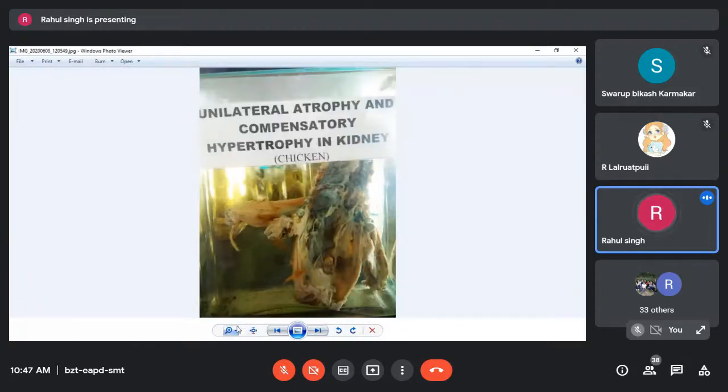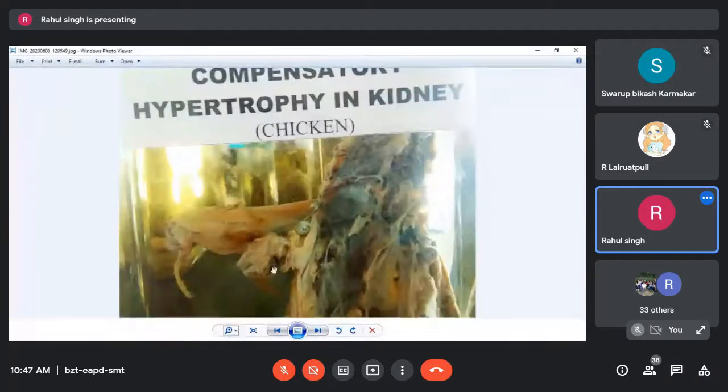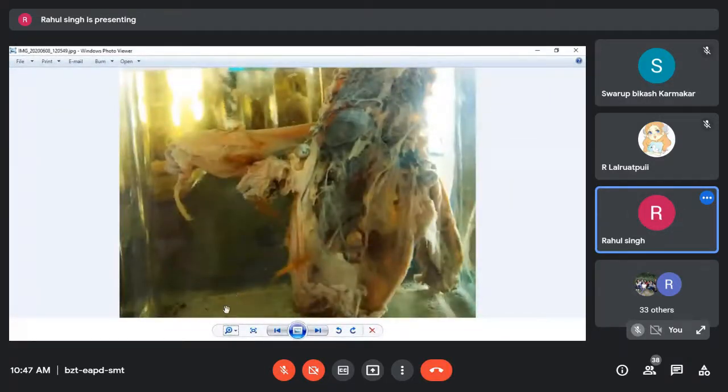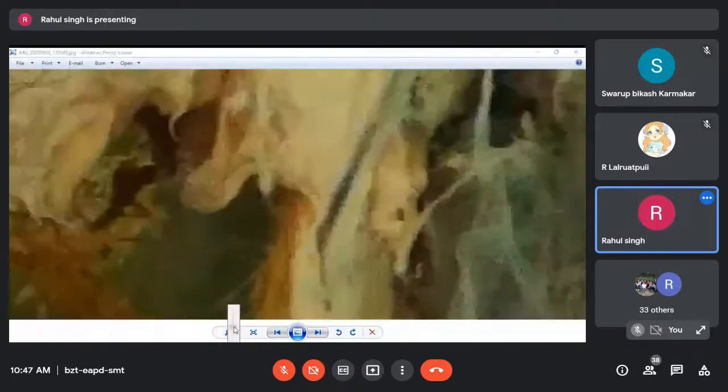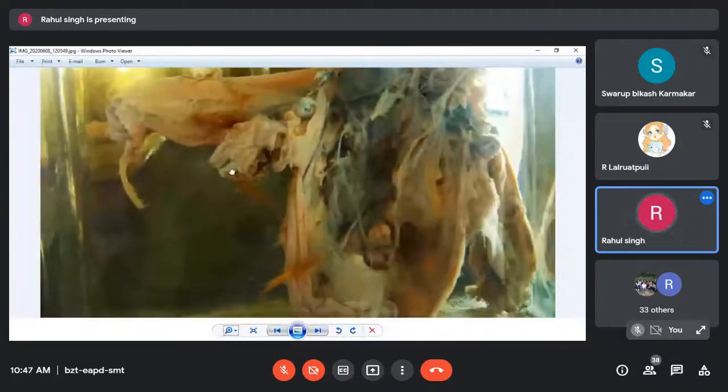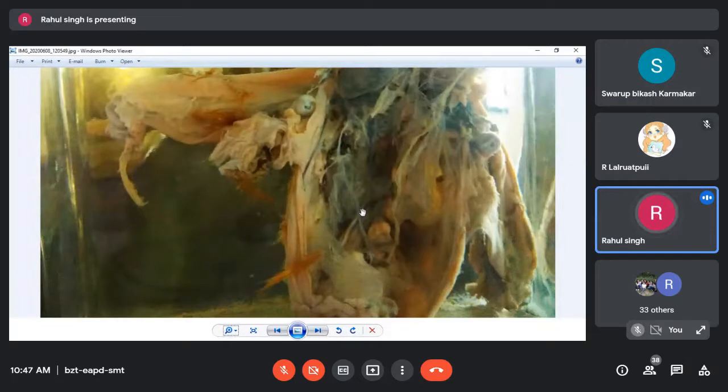The specimen is not very clear, the photograph has not come very nice. But if you observe, only this side we have kidney, this side kidney is missing. This side we have enlarged kidney. The kidney got lost because of urolithiasis, because of presence of urolith. The other kidney became hypertrophied. Unilateral hypertrophy of kidney, one side is lost.